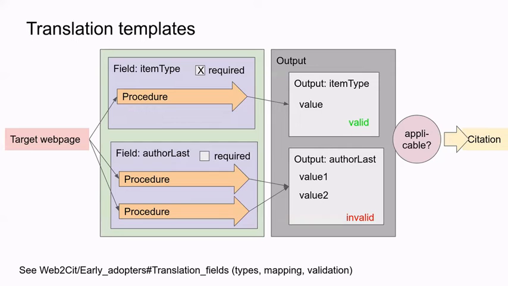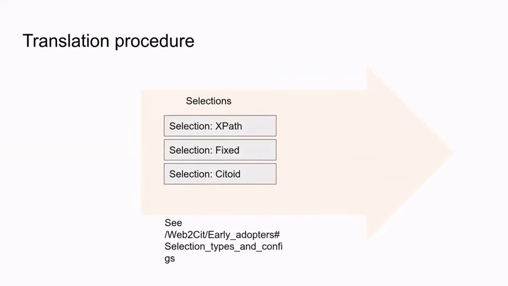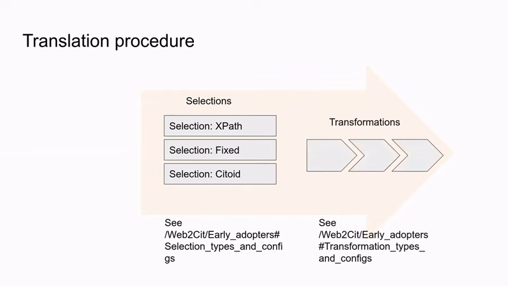Okay, so we said that each field can have one or more procedures. Let's see what a procedure looks like. A procedure consists of a series of selection steps and a series of transformation steps. A selection step is the step that says what specific parts of the web page we want to select, where the metadata lives in the web page.